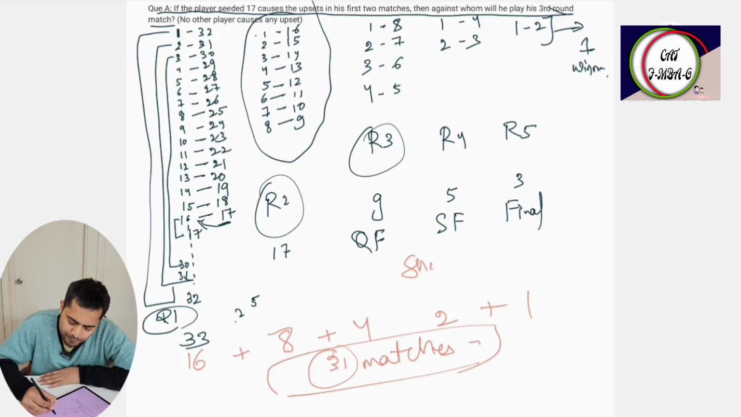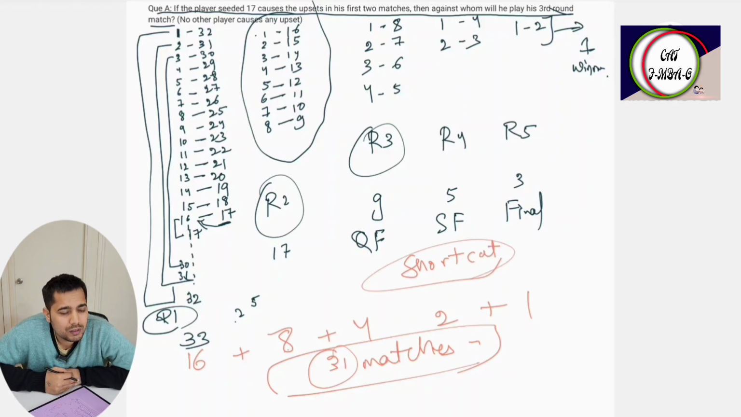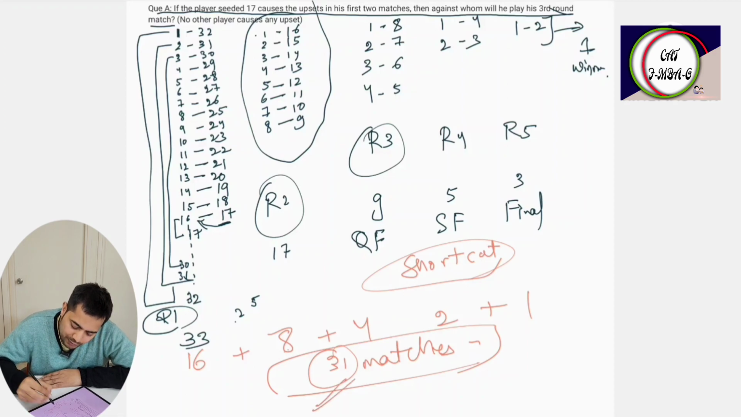What is the shortcut? This is a knockout tournament. So let us say 32 teams are playing. We need one winner. With every match, one person is removed. So we need to knock out 31 people. We need to knock out 31 people so as to get the final winner. So to knock out 31 people, how many matches are required? 31 matches are required. So that's why the answer is 31.